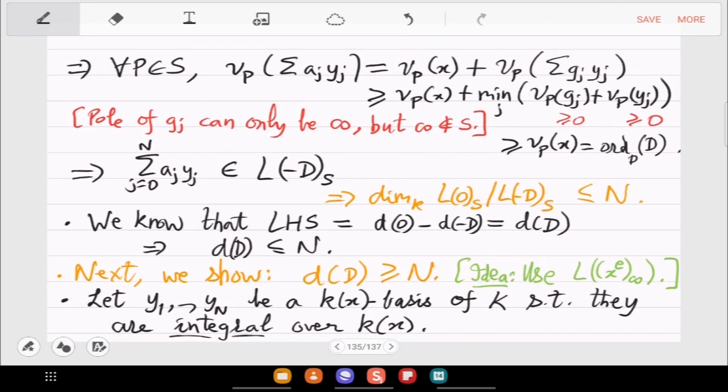What is the meaning of integral? We have seen it before when we were doing the geometric interpretation, the geometric part of the first month. Integral basically means that every element in big K is algebraic over small kx. So there is a min poly for y1, and I want that min poly to be monic. So why will such a basis exist with monic min poly?